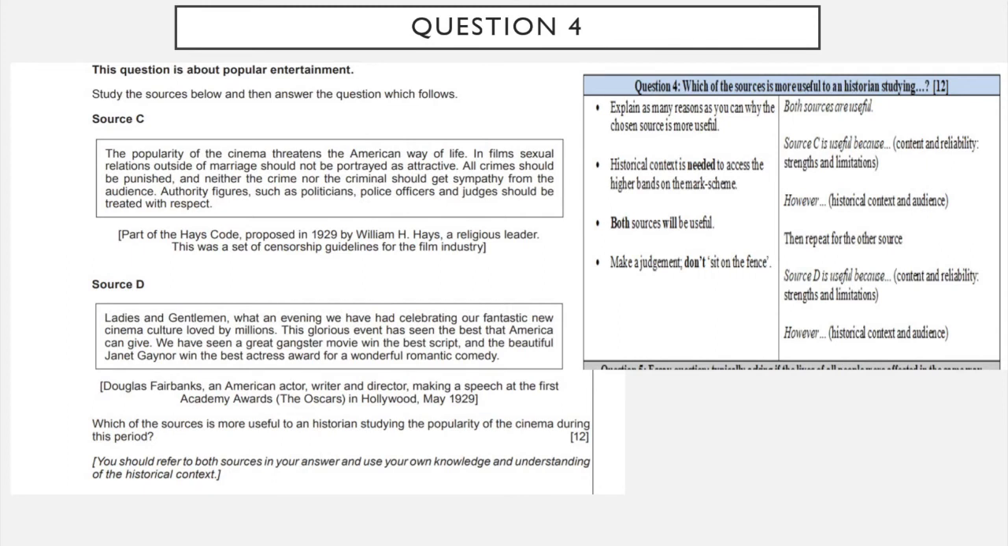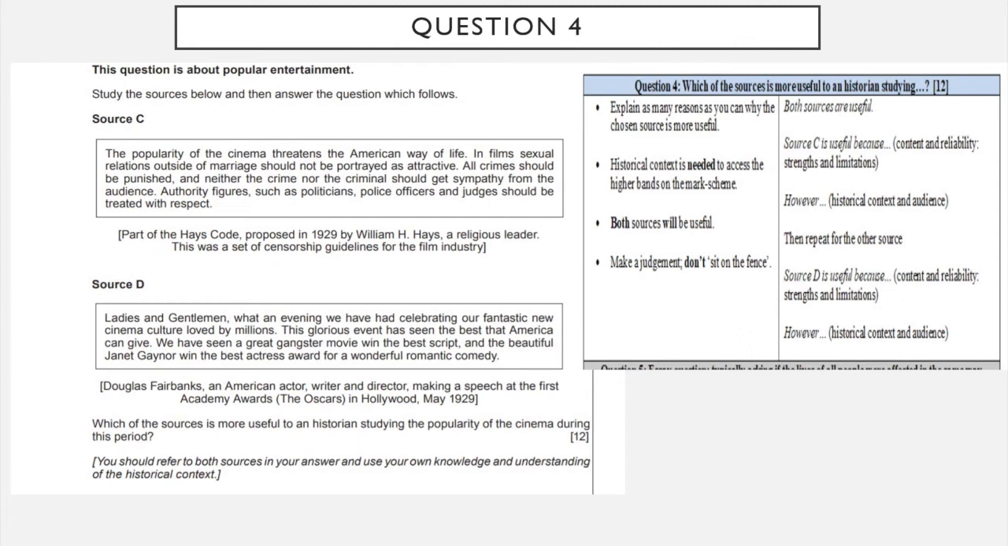Question 4. This one looks at popular entertainment this year. And it's looking specifically at the cinema. Now, this is always going to be which of the sources is more useful to an historian studying something. It could be studying women during this time. It could be studying segregation during this time. Anything like that. And you'll have 2 text sources, and you have to decide, you do have to make a judgment about which one you think is the most useful.